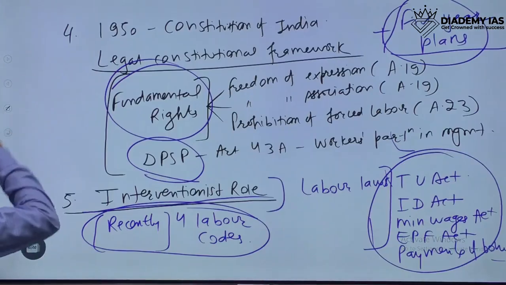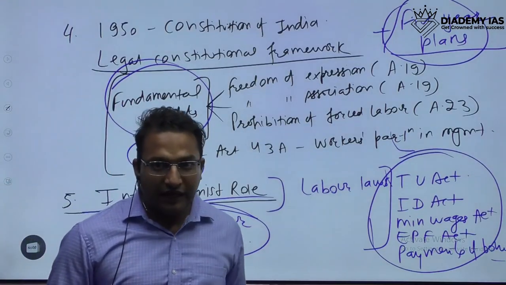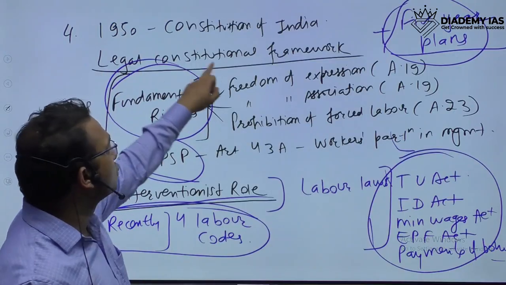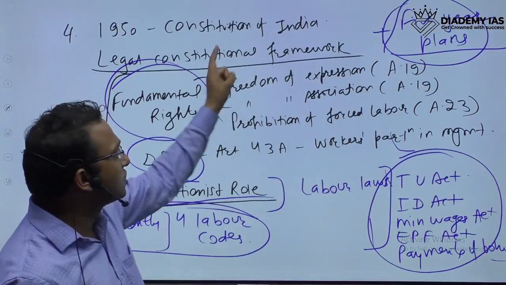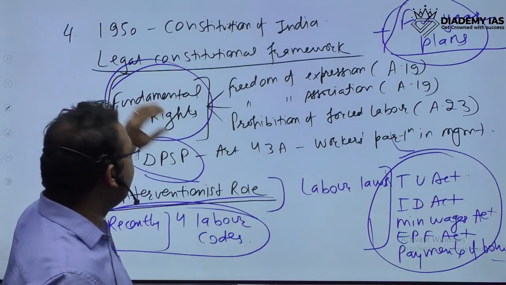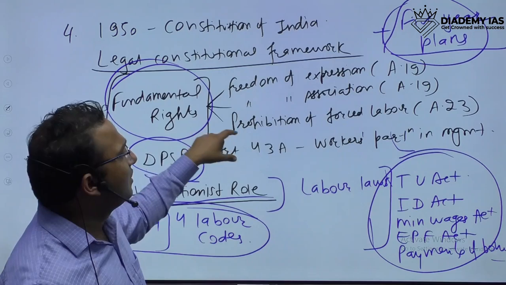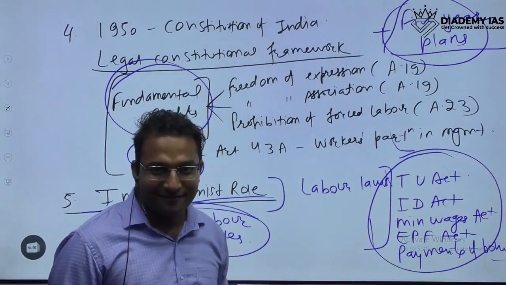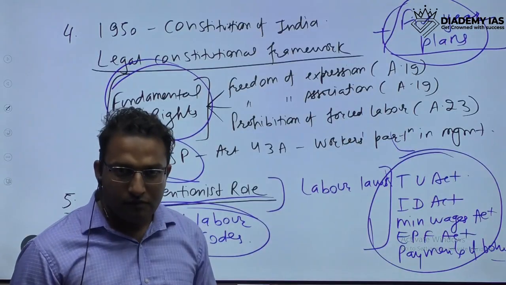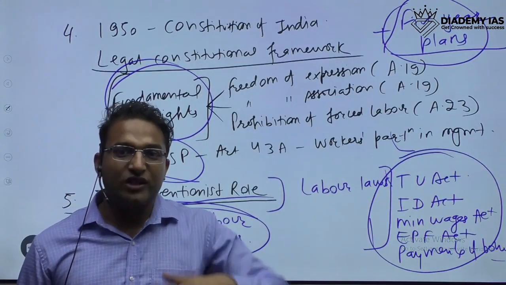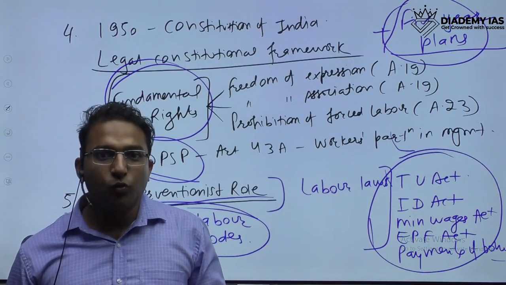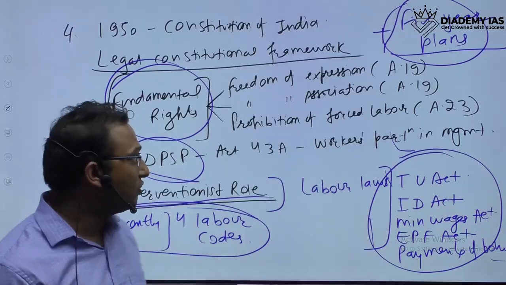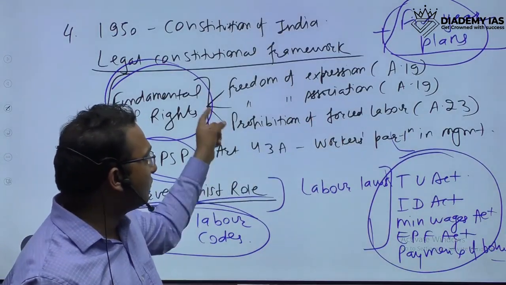That is the point. Now, then came 1950. In 1950, we already know the Constitution of India came. So the Constitution of India came and we introduced a legal constitutional framework. In the legal constitutional framework, we gave the fundamental rights. There are certain fundamental rights which are conducive to industrial relations. For example, freedom of expression, Article 19. Freedom of association, Article 19. They allow the group of workers to express their opinion, and to form and constitute an association.